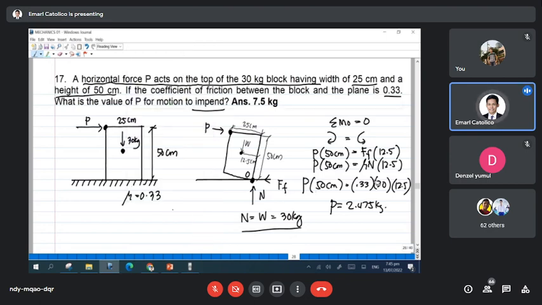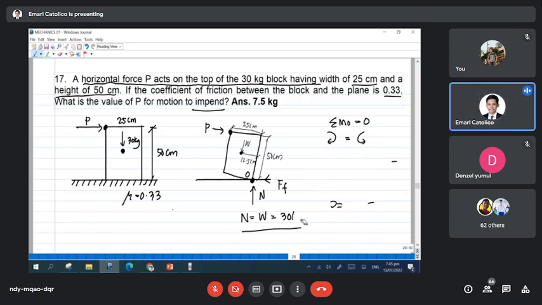So, hindi si frictional force ang gagamitin natin. Si weight. Ulitin natin yung equation, kasi si frictional force walang distance. Ulit-ulit.